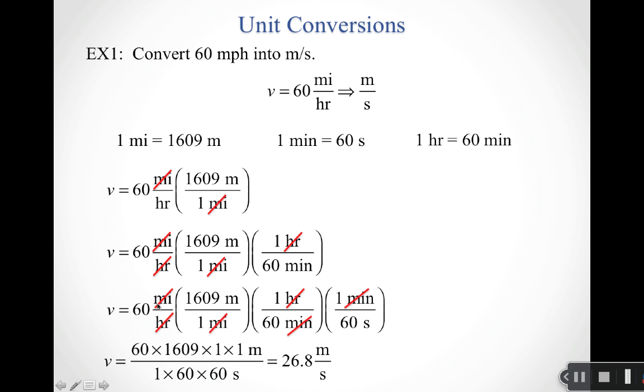And so now I just need to do the math. Everything on top in the fraction gets multiplied together, so that's 60 times 1609 times 1 times 1. All of it has units of meters because that's what's left on top. On the bottom, this is really 60 over 1, so that's 1 times 60 times 60, and the units I've got left are seconds. So I end up with 26.8 meters per second.